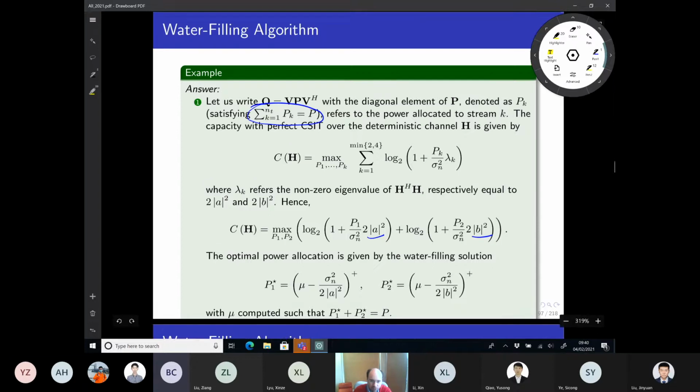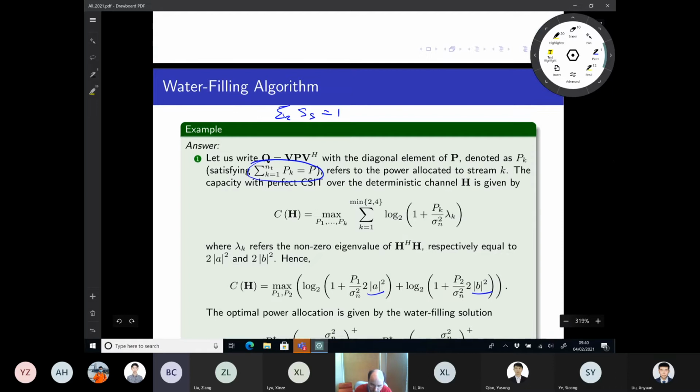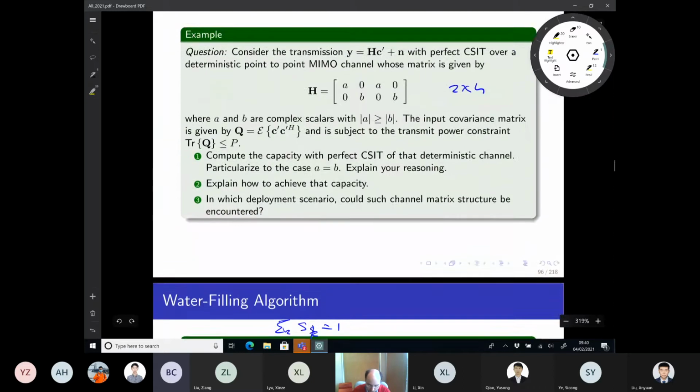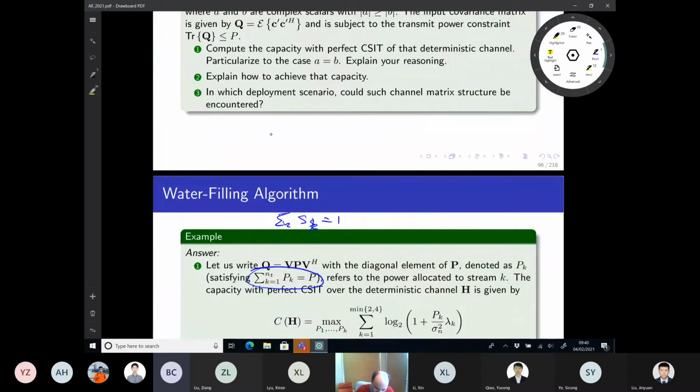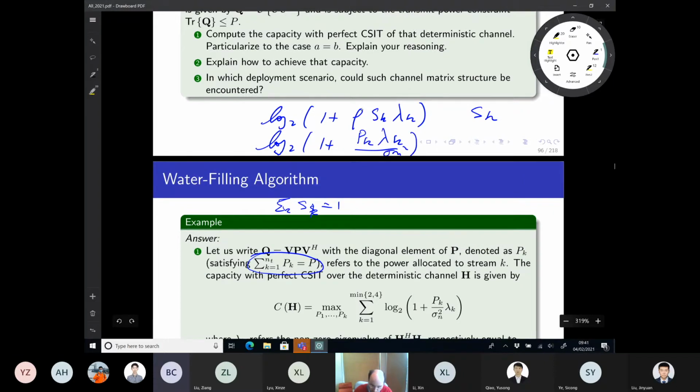So you see here, I'm not writing S1 and S2; I had before the sum of Sk is equal to 1. That means the fraction of the power allocated to stream K is given by Sk. Here, I'm writing the sum of the power is equal to P. So in other words, I'm not taking out my rho. If I write my expression of the SNR, I can write it two different ways. I can say log 2 of 1 plus rho Sk lambda K, right? Here Sk is a fraction of the total power, or I can say log 2 of 1 plus Pk lambda K divided by the noise power, right? My rho here is, let's say I call it Es over N. So Es here is my total power, or if I use the same notation as what I have here, I can say it's P, right?